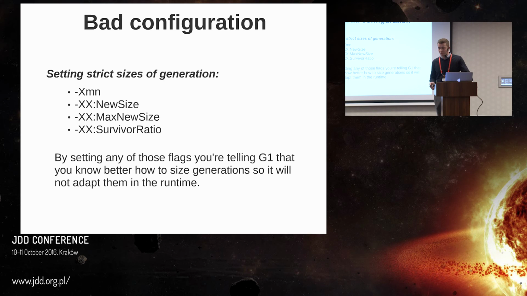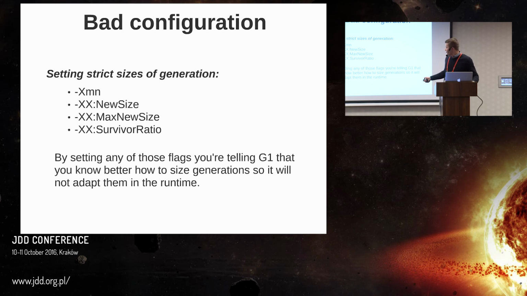I mentioned before that G1 is adapting the sizes of generations depending on the need. And if you define any of those flags, it basically means that you know better what the size should be. So G1 will not try to adapt them. What is even worse, when you provide any of those flags, G1 will completely ignore this max pause time goal. So it won't target 200 milliseconds anymore.